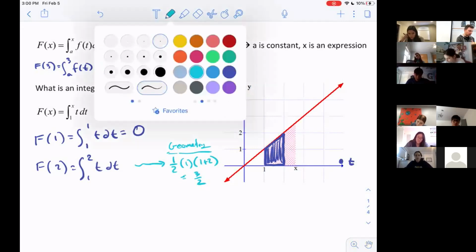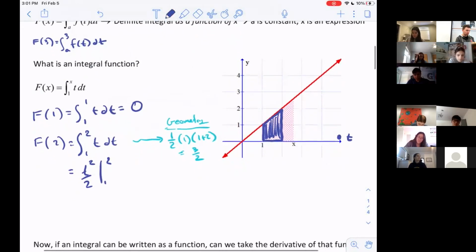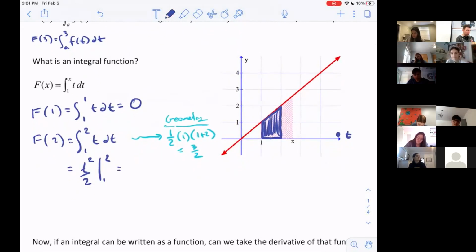I can also do it with our new definite integral rules from the fundamental theorem of calculus. I know the antiderivative of t is t squared over 2, from 1 to 2. Then I could evaluate that. Plug in 2 first: 2 squared over 2. Subtract, plug in 1: 1 squared over 2. That's 4/2 minus 1/2, which is 3/2. Oh, same answer.